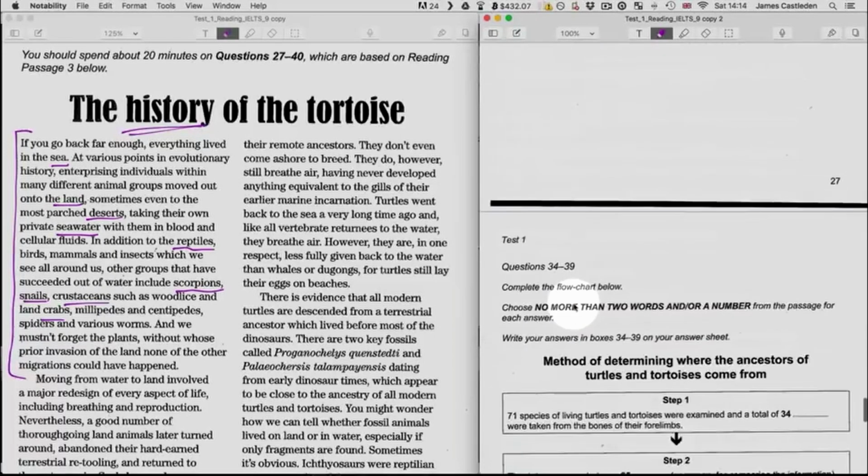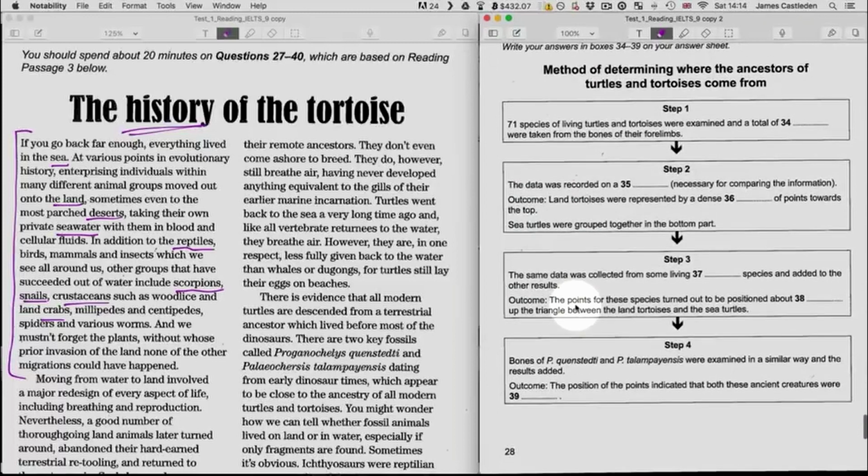Those are dangerous ones. We don't want those. But this might be useful. Method of determining where the ancestors of turtles and tortoises come from. 71 species of living turtles and tortoises were examined, and a total of something were taken. That must be a number, taken from the bones of their forelimbs. Number plus thing. Okay, leave some space there.